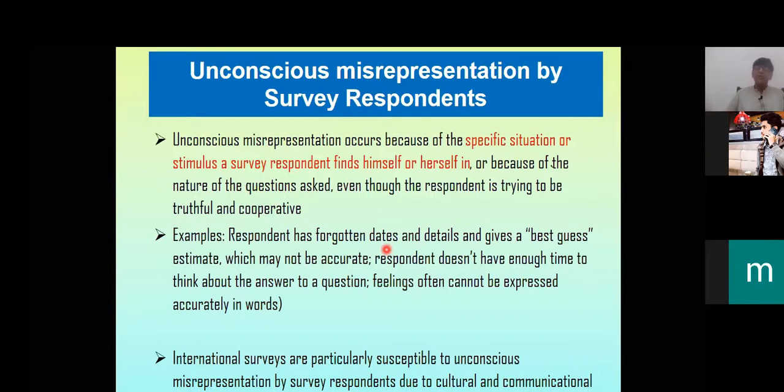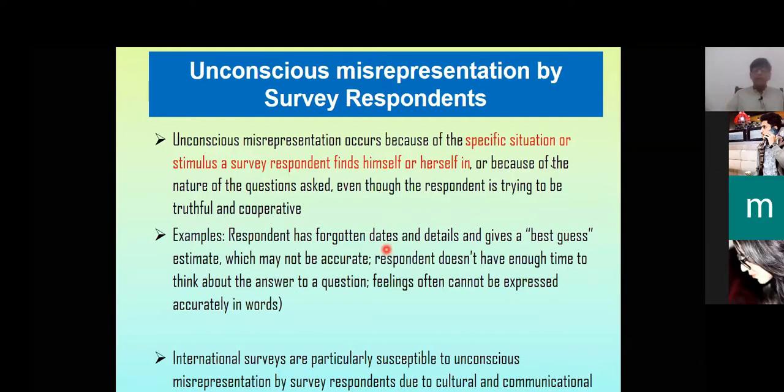And further, if I ask you, in the last month, which movie did you watch? Now, probably you remember it, or probably you may not remember it. And if you do not remember, then definitely you will guess. You will guess, okay, I watched this movie, but your answer may not be right.